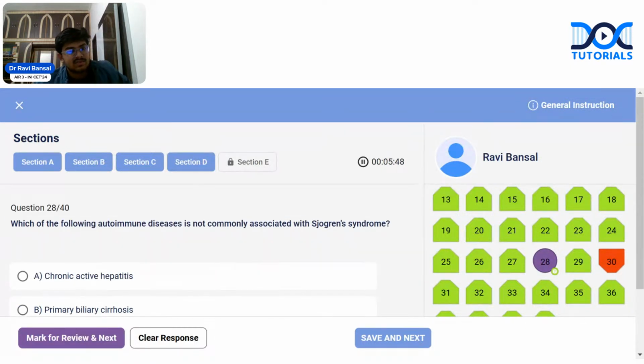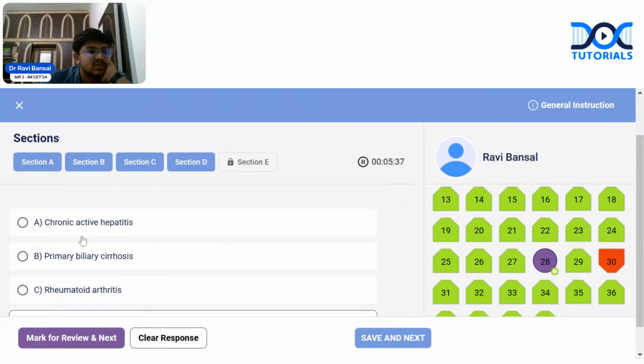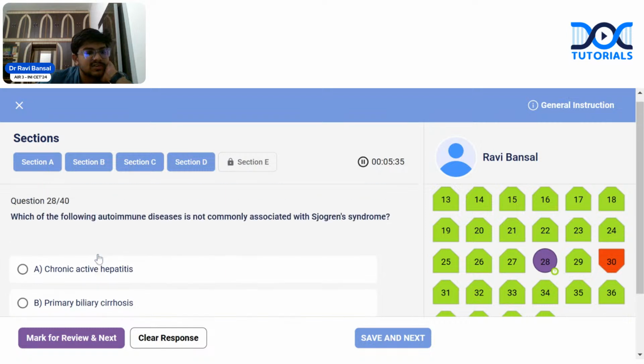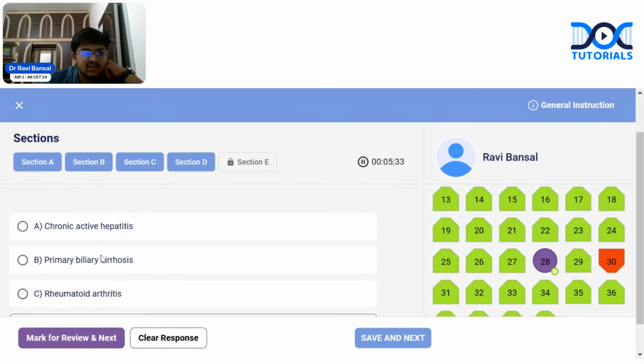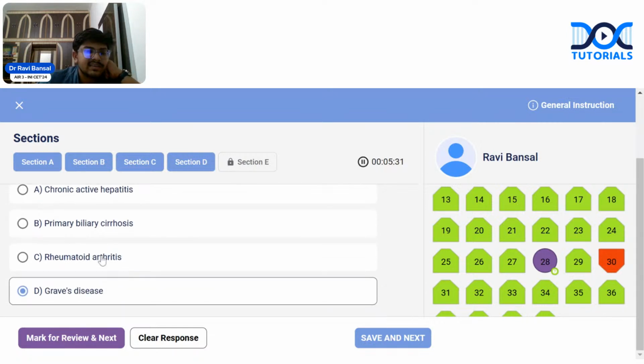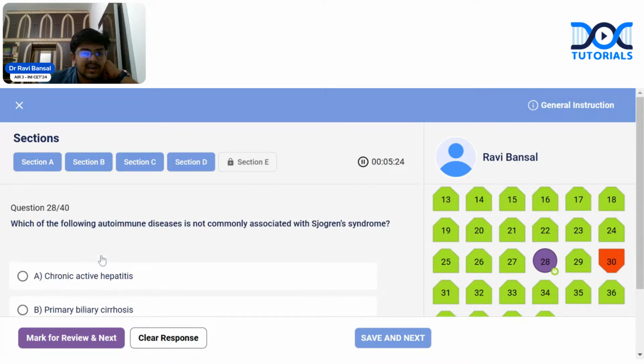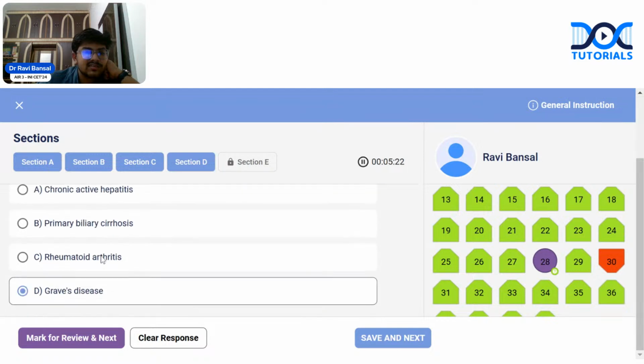So they have asked about the disease not associated with Sjogren's syndrome. Sjogren's syndrome is glandular and extraglandular. There is dryness of the nose, eyes, and mouth. So hepatitis and primary biliary cirrhosis are definitely associated with Sjogren's syndrome. Rheumatoid arthritis is the most common cause of secondary Sjogren's. You see dry eyes in secondary rheumatoid arthritis.